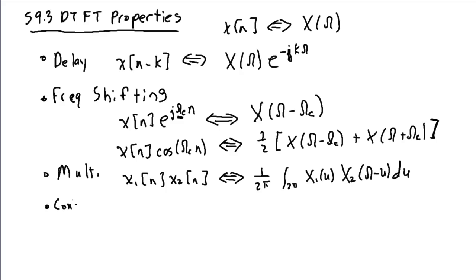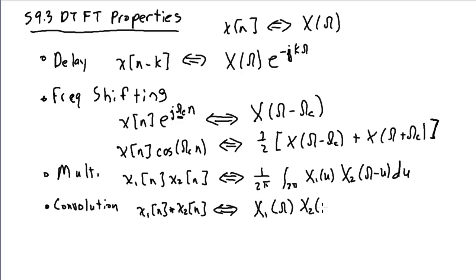Of course, maybe the most important result is what's the transform of the convolution of two sequences. This is important to us because we calculate the output of a discrete time system by convolving the input with the impulse response. But as you might guess, I would hope that the discrete time Fourier transform of the convolution of two sequences is equal to the product of the discrete time Fourier transforms of the individual sequences.